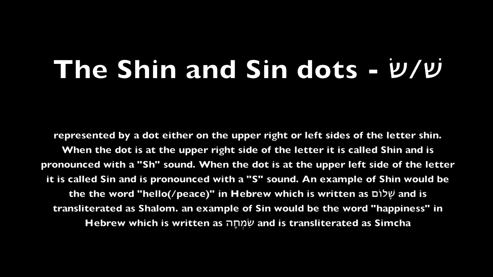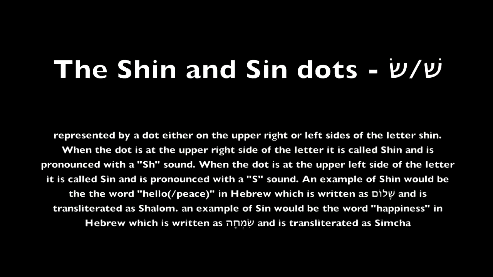The Shin and Sin dots, represented by a dot either on the upper right or left side of the letter. Shin: when the dot is at the upper right side of the letter, it is called Shin and is pronounced with a sh sound. When the dot is at the upper left side of the letter, it is called Sin and is pronounced with a s sound.